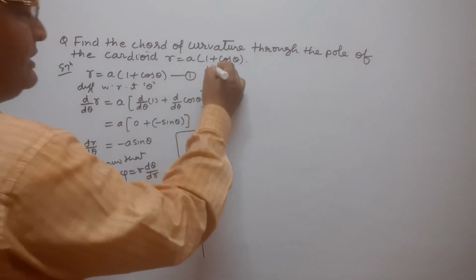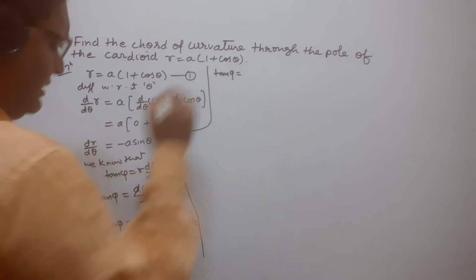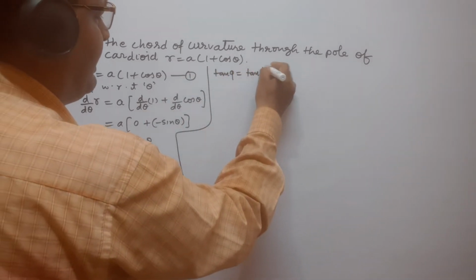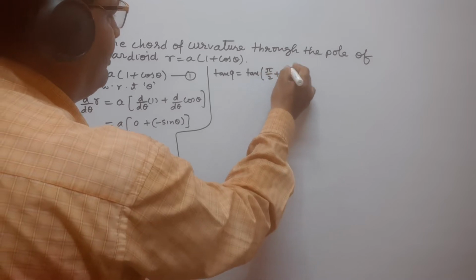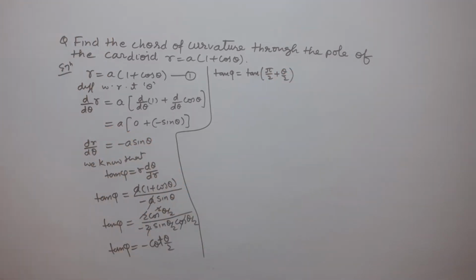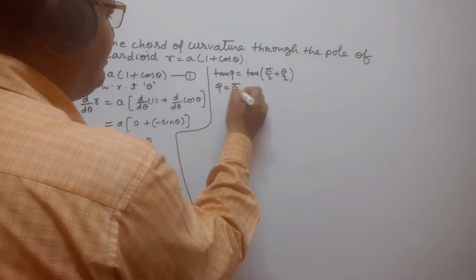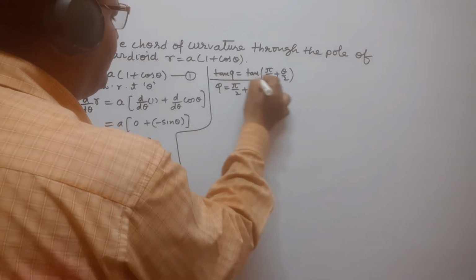Now we know that tan phi is equal to minus cot theta by 2, which can be written as tan(90 + theta by 2), because tan(90 + theta) is equal to minus cot theta. So phi is equal to pi by 2 plus theta by 2 here.